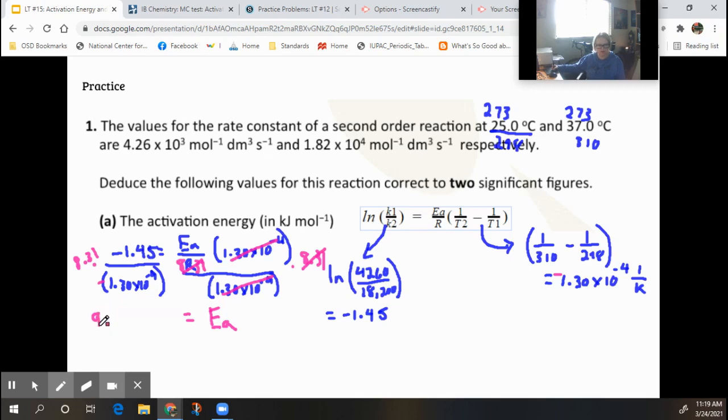And in joules, with 2 sig figs, I get 93,000 joules. They're asking for it in kilojoules per mole. This is a molar value, so all I've got to do is move the decimal 3 places over to the left, and I'll get 93 kilojoules for my answer. So we've got to remember that value because we are going to need to use it to get the frequency factor, which is the next practice problem here.